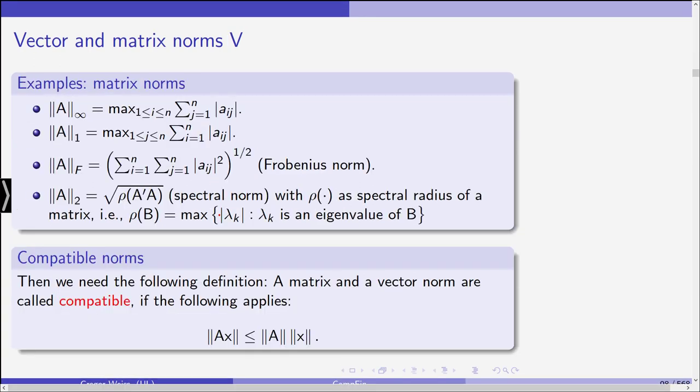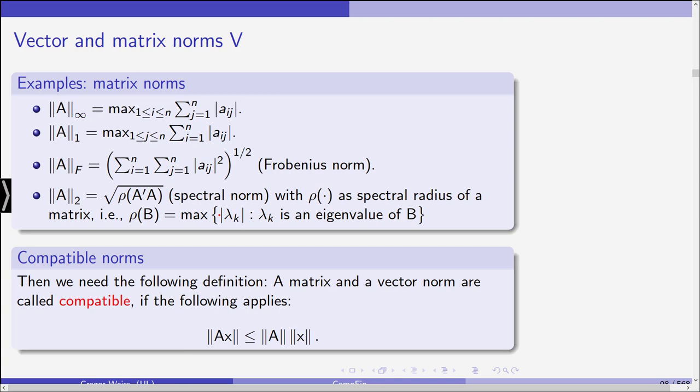Some examples. The L infinity norm is the maximum of the sum over j equal to 1 to n over all those absolute entries, but we are now going through the rows of the matrix. The L1 norm is actually the same, we are now going through all those columns. The Frobenius norm is defined as the sum over i and the sum over j of a_ij squared, in absolute terms, and then take the square root.